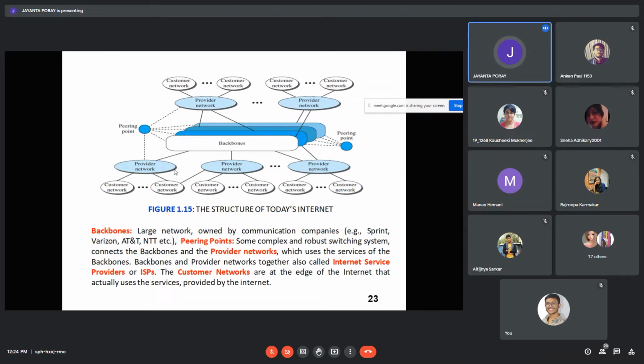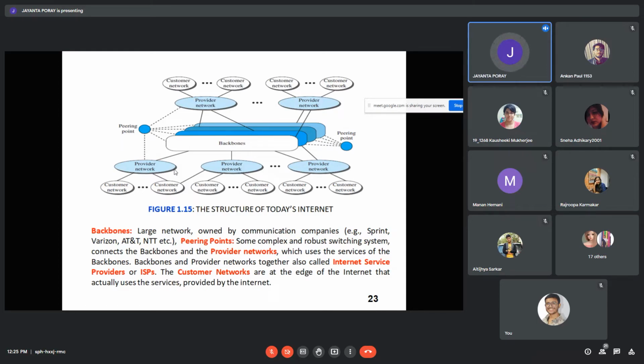So I have some main backbone, which is actually a large network owned by the communication companies. For example, Sprint, Verizon, AT&T, NTT, etc. These are actually hosting the backbone with some satellites. They are sending the satellites to make that internet infrastructure feasible. So that is the backbone.